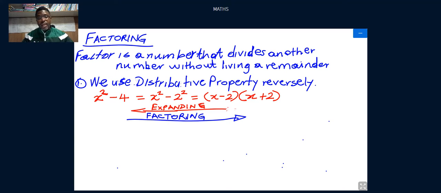When you multiply and use FOIL, you'll get exactly x squared minus 4. So I've shown you with arrows when you move from x squared minus 4 to two sets of brackets where we have written x minus 2 and x plus 2, that is called factorization. And backward is called expanding.